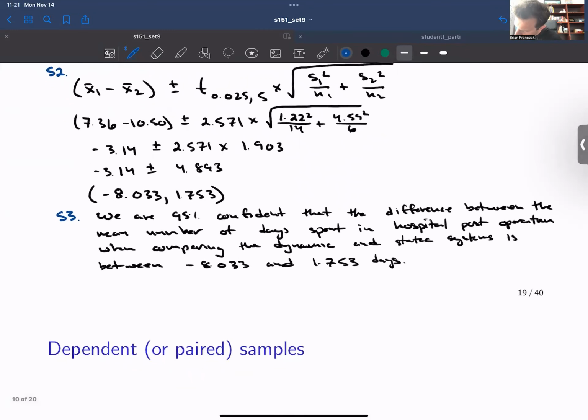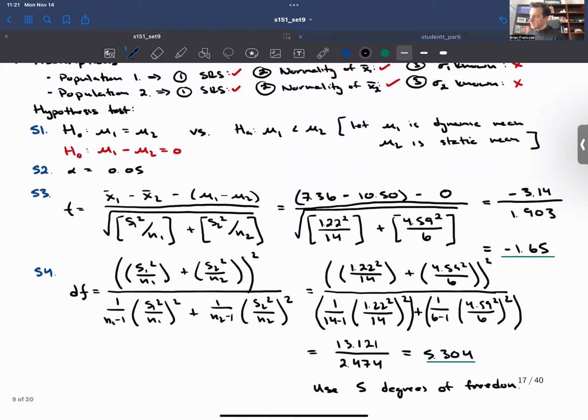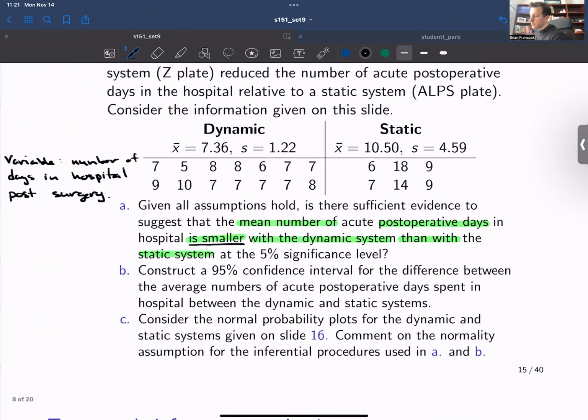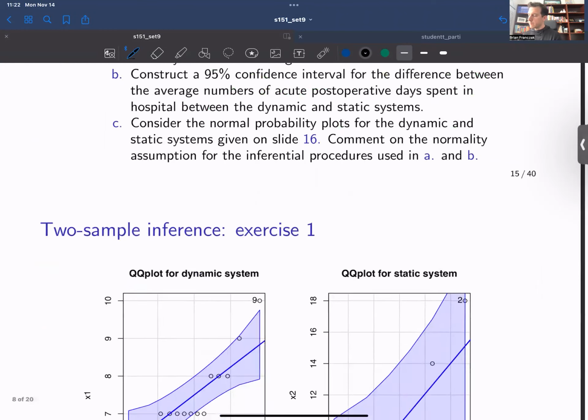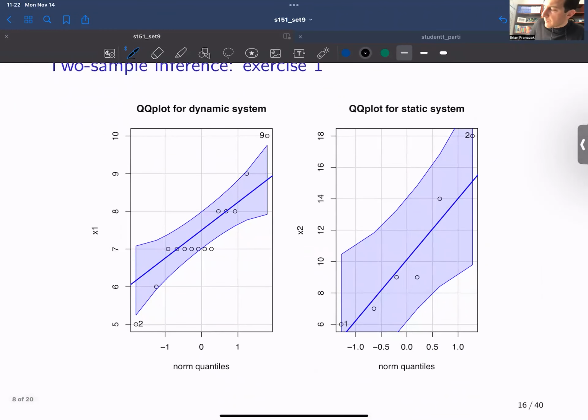Okay, the last part of this is an evaluation of two normal probability plots. So this is more of a refresher. We've looked at lots of examples of this in the past, but here it says, consider the normal probability plots for the dynamic and static systems given on slide 16. Comment on the normality assumption for the inferential procedures used in A and B. So in parts A and B, we were told to assume that everything was checked off.